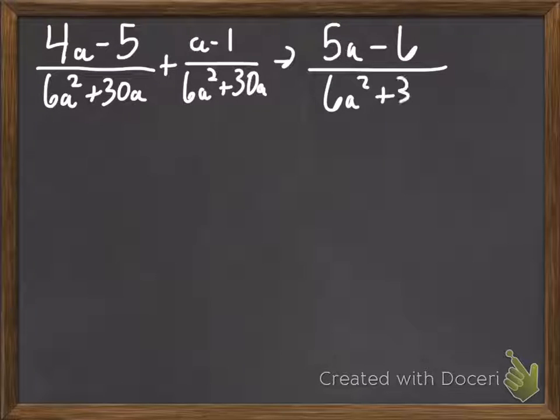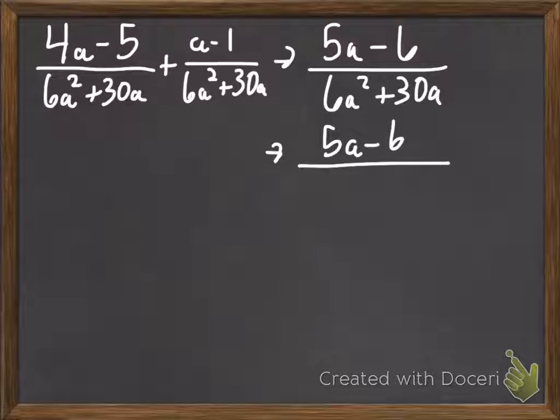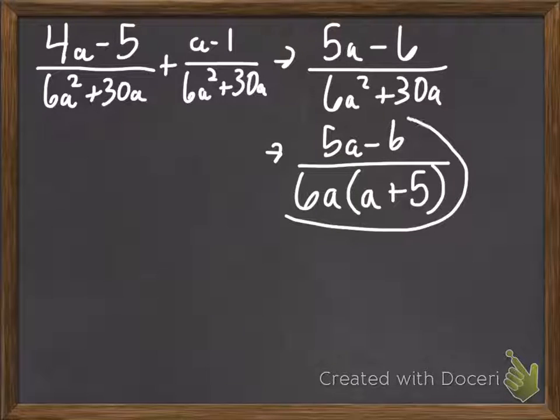6a squared plus 30a. So there's nothing we can do to the numerator. So let's simplify the denominator and see if there's anything that happens there. From the numbers we can pull out a 6, and it looks like they both have an a, so we pull out an a. So we're left with a plus 5. We can't do any simplification here.